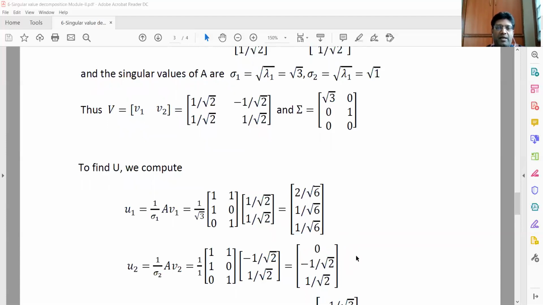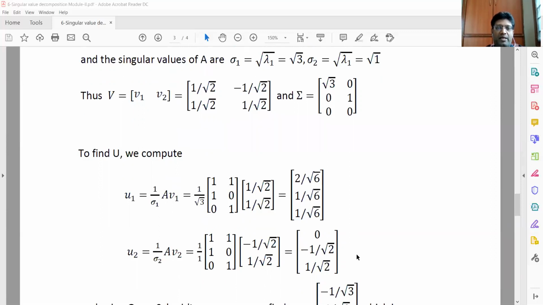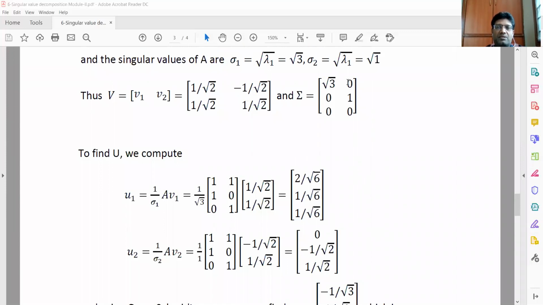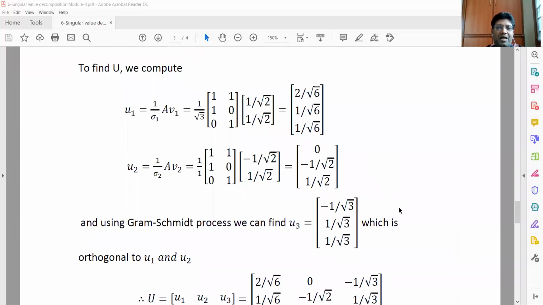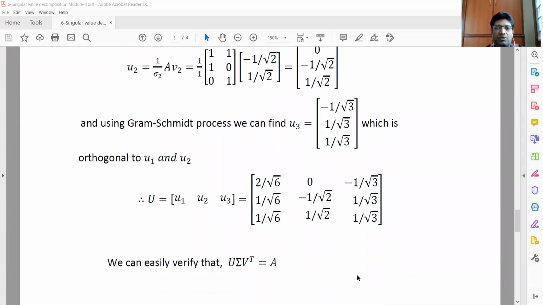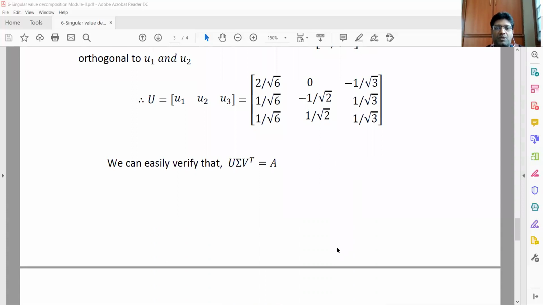But U is a matrix whose order is 3 by 3. So I require one more vector, U3, right? But here if you see, the eigenvalue is not available. Only two eigenvalues we got. So how to construct U3 means, I have to use the Gram-Schmidt process to construct U3. We have seen already the Gram-Schmidt process. So using Gram-Schmidt, we can construct U3, which is orthogonal to these two vectors. So using that process, here we calculated U3. Therefore, our U is U1, U2, U3.